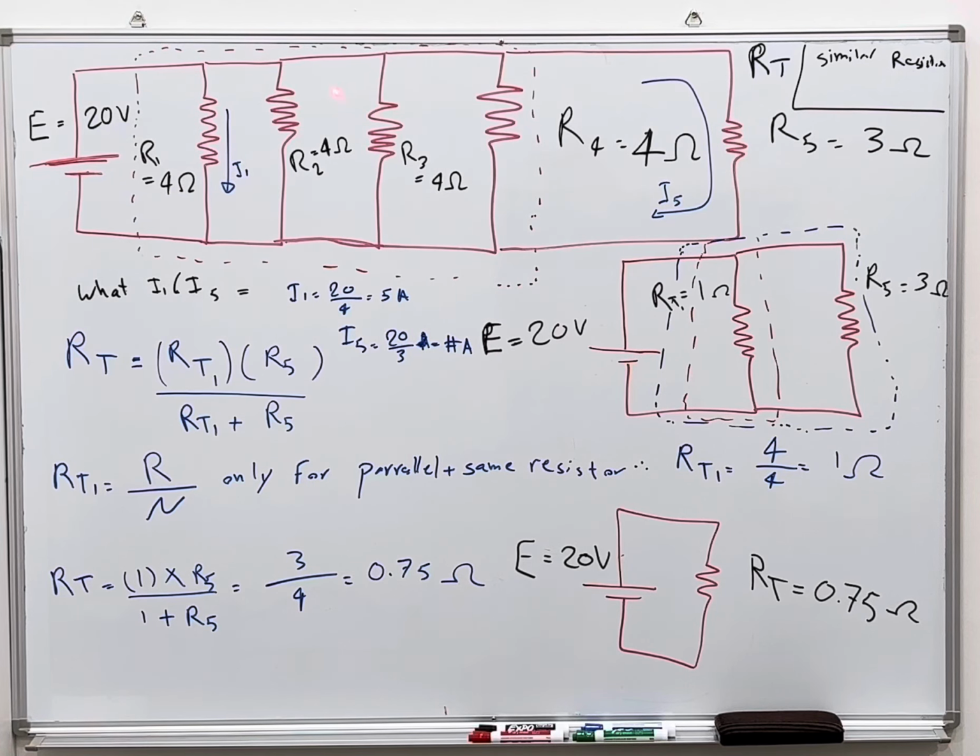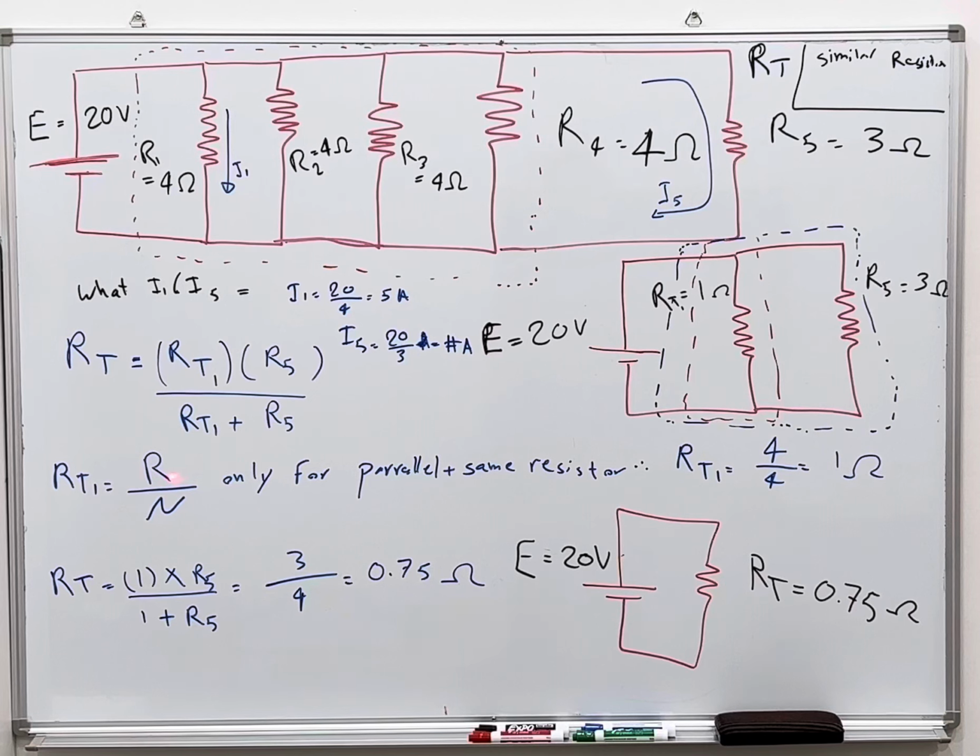So in this example, you see the slashes here in the red color. We want to find the R total 1, let's call it, for R1, R2, R3, R4. So R total 1 in this case will be R over N, where R is the value of the resistance and N is the number of the resistances. So we have R1 is 4, R2 is 4, R3 is 4, R4 is 4.